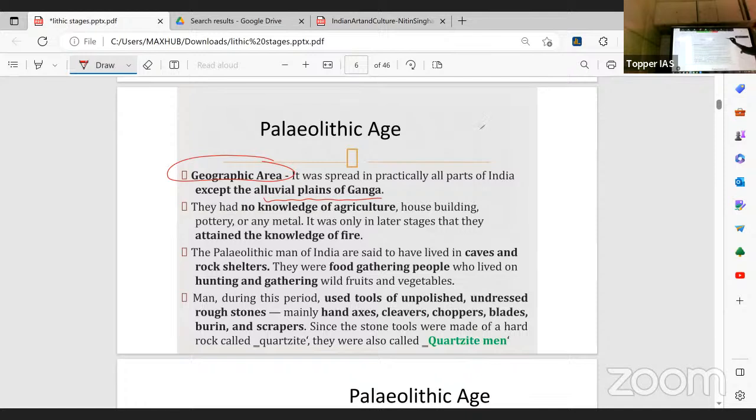Second, the alluvial plains of Ganga were thickly forested, and they did not have iron tools to clear the forest. So the Paleolithic geographical area is all parts of India except the Gangetic basin. And what are the other characteristics of this phase? There is no knowledge of agriculture, and no house building, pottery or any metal.